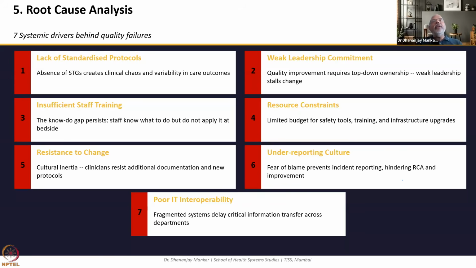And variability is being seen in the care outcomes, which are delayed or poor, where lack of standardized protocol is one essential gap, not only for this hospital but for similar hospitals which are facing this common issue. As a quality professional, you need to understand that this is one area where you have to focus.